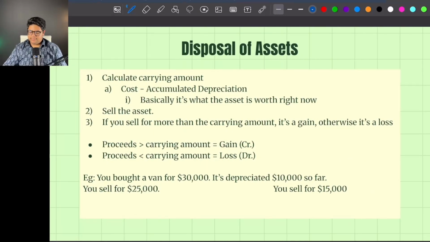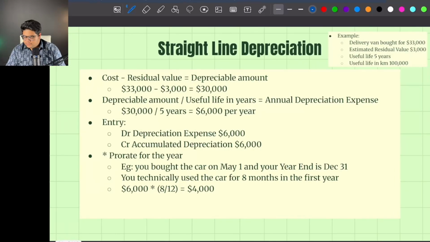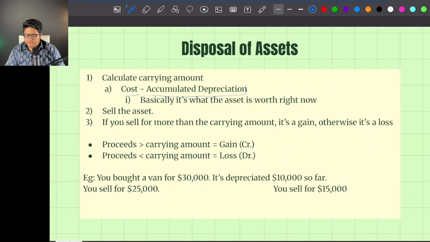So let's talk about disposal of assets. For this, we need to calculate the carrying amount. So this is basically the cost minus accumulated depreciation. Basically, it's what the asset is worth right now. In this case, back to our straight line case, for example, we know that our cost is $33,000. And in year one, we depreciated $6,000. That means after year one, our calculation is $33,000 minus $6,000 to get $27,000. And that is what we're going to use for the carrying amount.